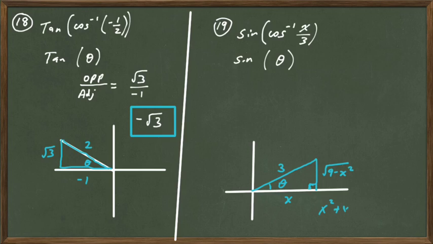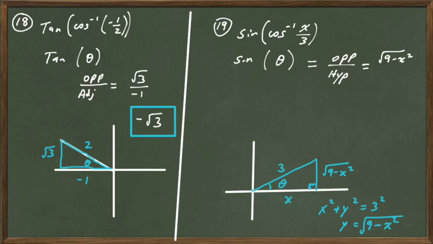Legs squared plus legs squared equals hypotenuse squared. If you solve it for y, you'd have to subtract the x squared and then take the square root. Anyway, we want the sine. Sine is opposite over hypotenuse. So what's opposite would be the square root of 9 minus x squared over the hypotenuse, which is 3. So it should be something like this.